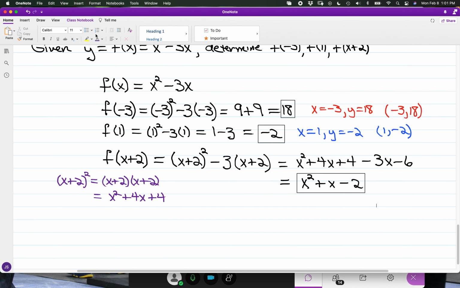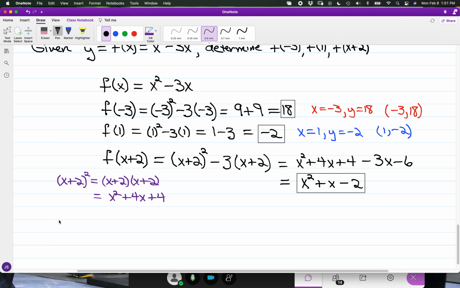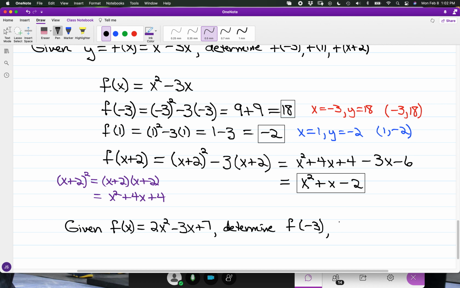All right. And tell you what, just for the next few moments, let's say we have given a function. Now we say we have given f of x is equal to 2x squared minus 3x plus 7, and let's see what we get for f of negative 3, once again, f of 5, and for variable expressions, let's see what we get for f of x plus 1, and we'll discuss in a few moments.